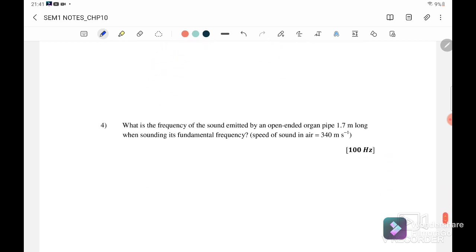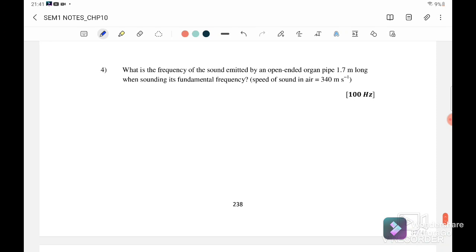Next we go to the last question, question number 4. What is the frequency of the sound emitted by an open-ended organ pipe, where the length is given as 1.7 meter long, when the sound is at the fundamental frequency? When we say fundamental frequency and it is open-ended, this is the fundamental where the length here is equal to lambda over 2.